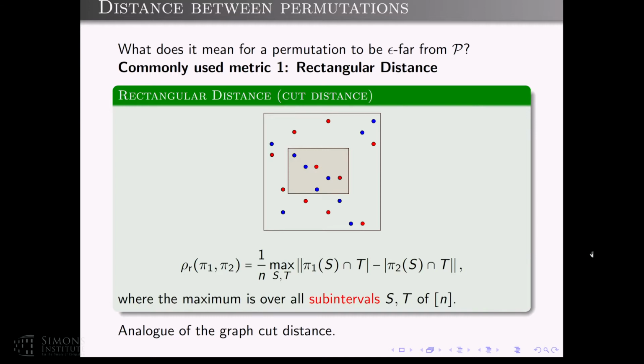And this rectangular distance is analogous to the graph cut distance, which is commonly used in the weak regularity lemma, graph approximation algorithms, and is also useful for counting subgraphs. And similarly, it also holds for permutations. So if 2 permutations are close in cut distance, then almost all the counts for subpermutations in these 2 permutations are about the same.